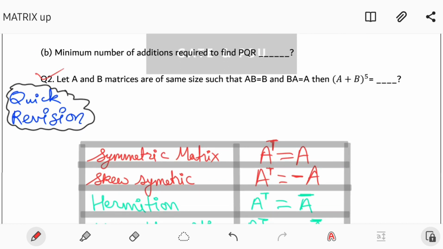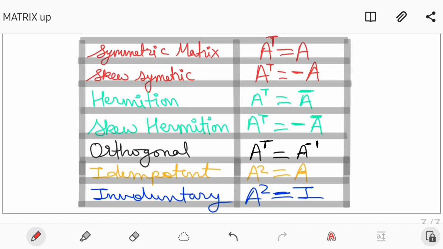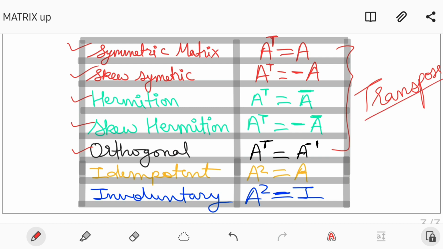Okay, here is a quick revision. You can see over here for the symmetric matrix, you have A transpose equals A. For the skew symmetric matrix, you have A transpose equals minus A. For the Hermitian matrix, you have A transpose equals the conjugate of A. And for the skew Hermitian matrix, you have A transpose equals the negative of the conjugate of A. The next is the orthogonal matrix, where A transpose equals A inverse. Till here you can say it is related to the transpose, and here it is related to the square property.